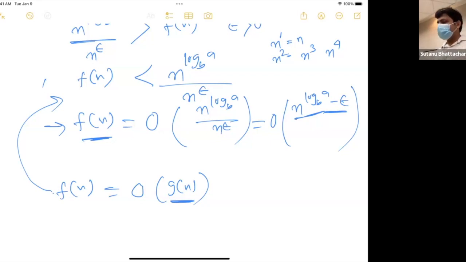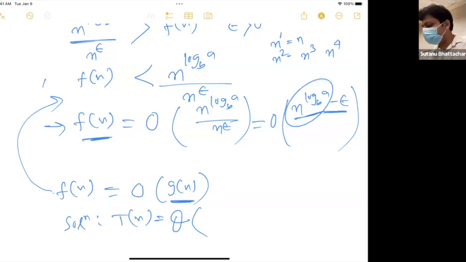So if that is the case, then what would be the solution? If case 1 is applicable, then what would be the solution? So this part is larger, right? So that is the solution.